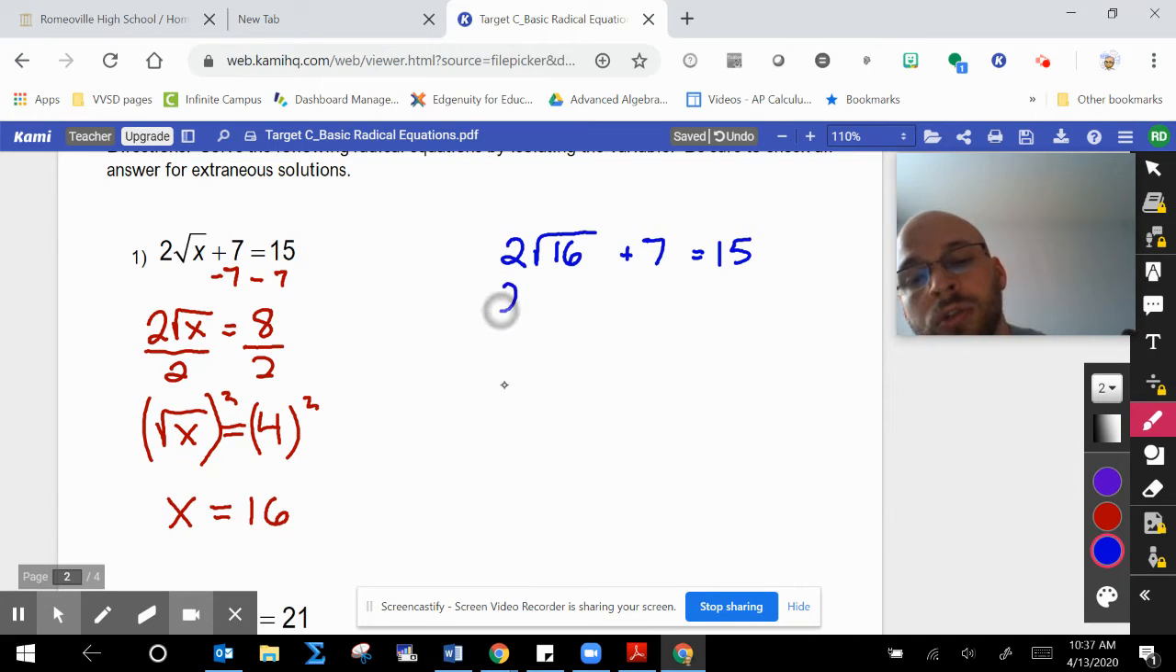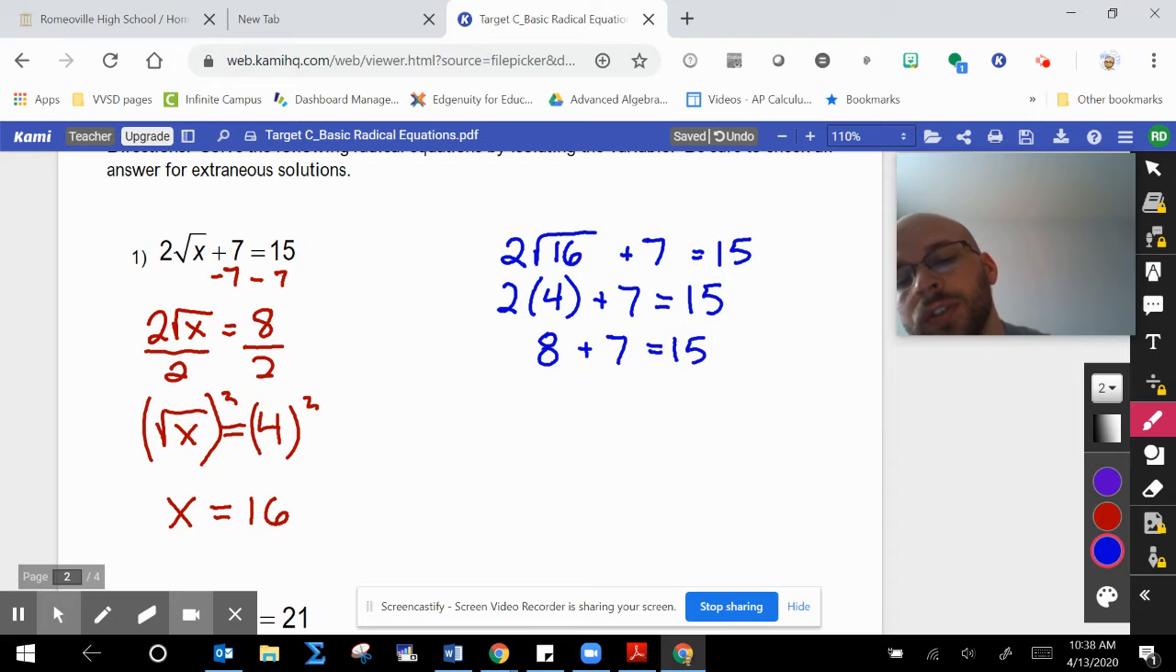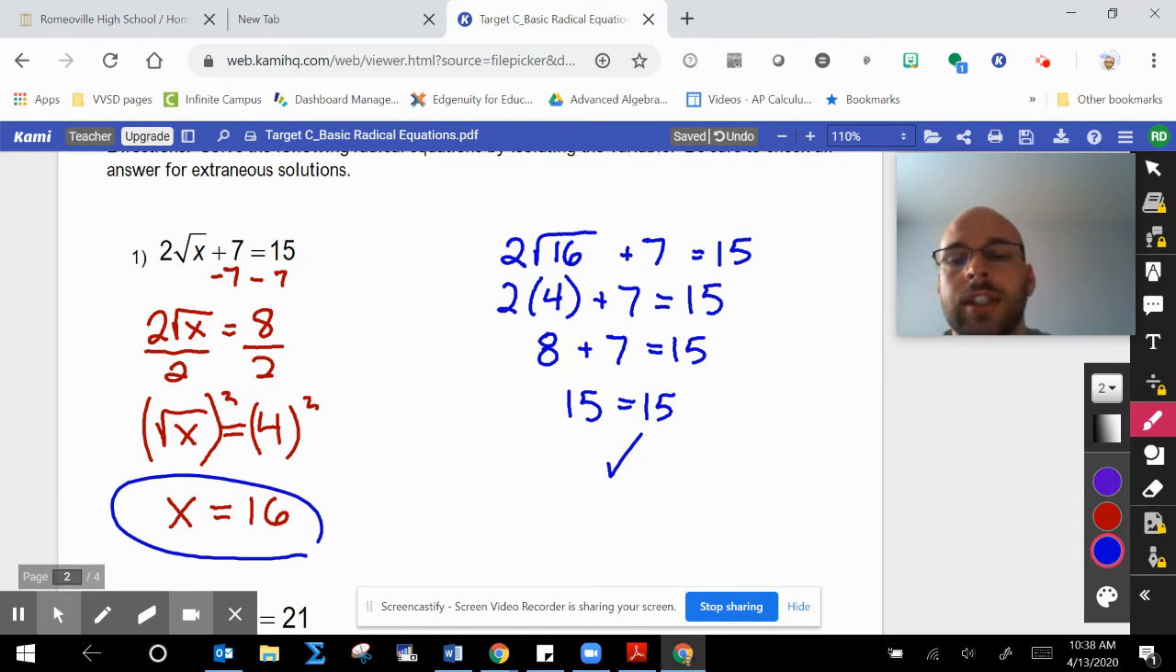So I'm going to say 2 times the square root of 16 is 4 plus 7 equals 15. I'm doing one step at a time. 2 times 4 is 8, plus 7 equals 15, and 8 plus 7 is 15. So that checks out. I know that x equals 16 is in fact the solution to that equation.